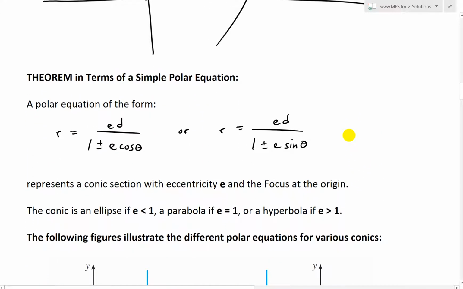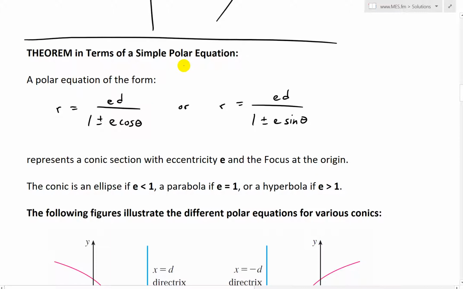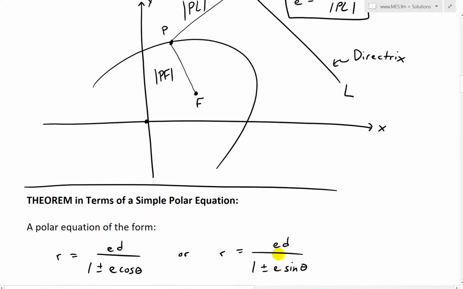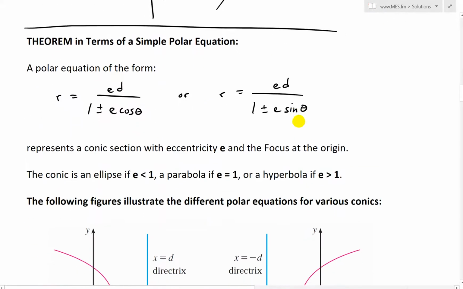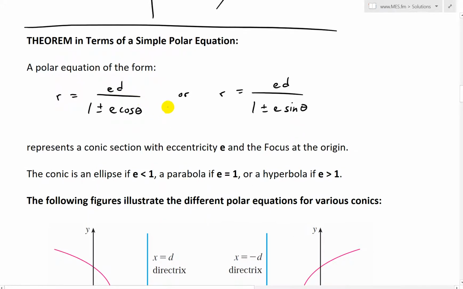And this is in fact the conic section, which I will prove in later videos for the parabola, ellipse, and hyperbola. And now here is the theorem, which I also covered in my earlier video, in terms of a simple polar equation. A polar equation of the form r equals e d divided by 1 plus or minus e cos theta, or you could also write it as r equals e d divided by 1 plus or minus e sine theta. Basically this d is the distance to the directrix, with the focus at the origin.